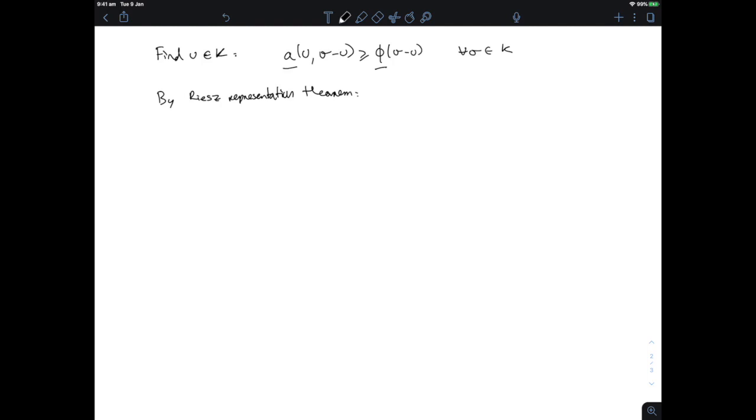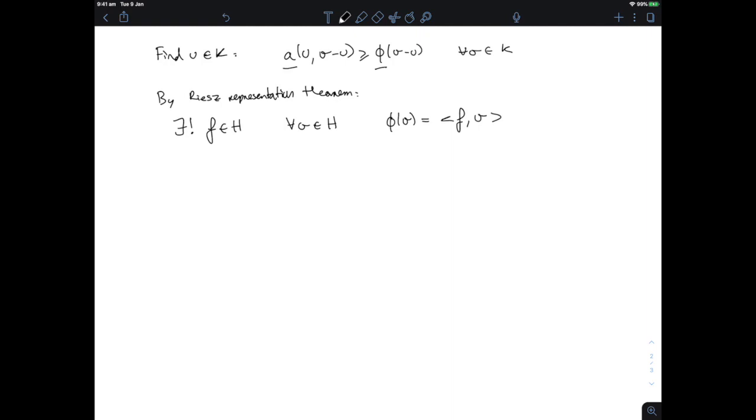So we have that for every v, there exists a unique, let's call it f, in H, such that for every v in K, but even for every v in H, phi of v is the inner product of f with v. That's because phi is a linear function. That's literally what the Riesz representation theorem gives us. It represents this linear function as an inner product.